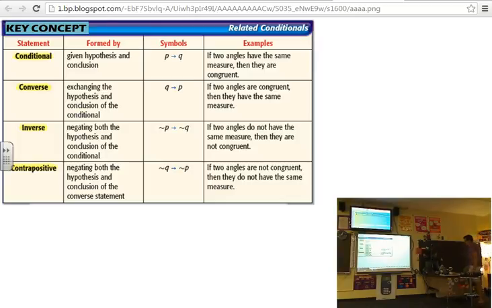Other questions? Chapter 1. Ethan. 2 and 3. 2 and 3.